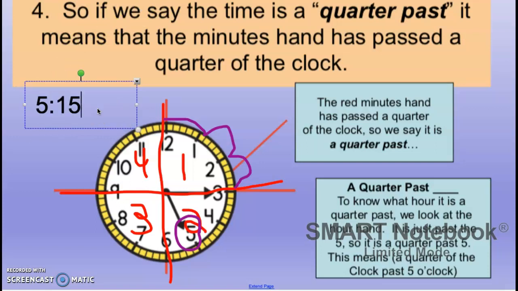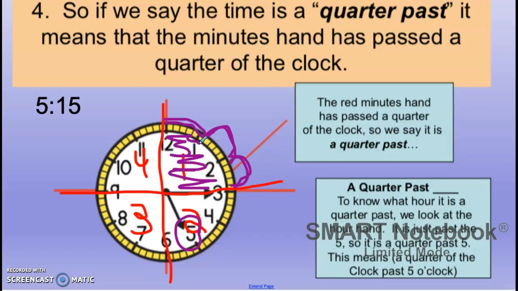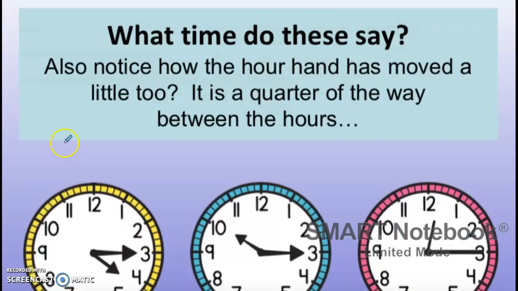But I also want to think of it as a quarter past. It's a quarter past what? Yes, that is correct. It is a quarter past 5, okay? Because it is 5, 10, 15 minutes. That means this quarter has already passed. So it's a quarter past 5. Okay, moving on to the next slide.